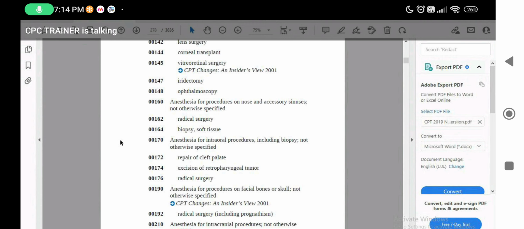So now we are getting one confusion. Maybe in your exam, the provider performs radical surgery and all these options are given in your exam. So at that time, which code do we have to choose? Like that we are having one doubt, right?